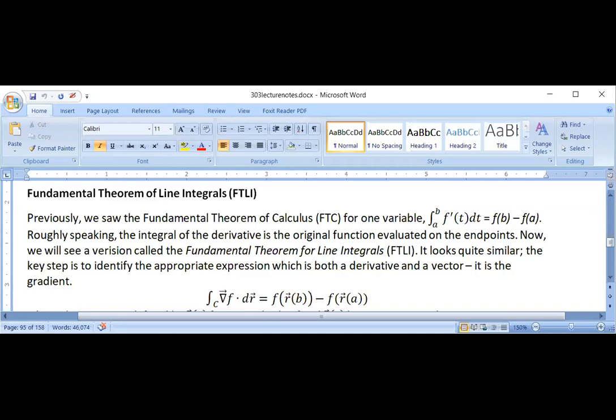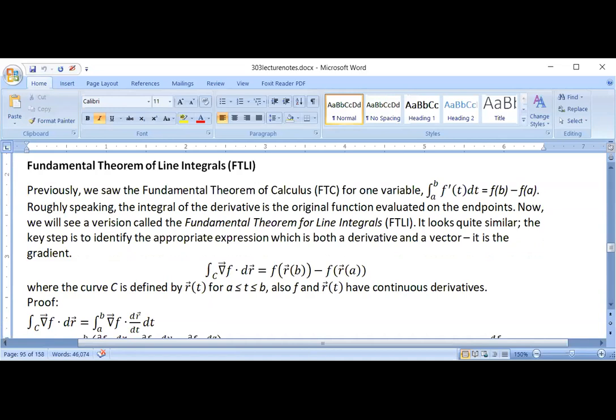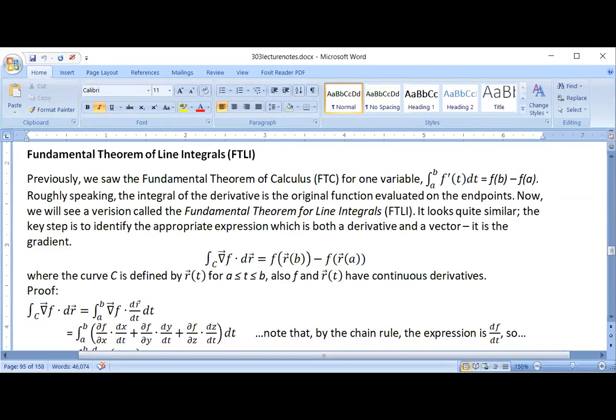And now that we know what FTLI is, it's actually reasonably possible to do a proof of it. Let's take a look. So first, we're going to say that the integral over the curve of the gradient of f dot dr, we're going to write out what dr is. Another way to write dr is dr dt times dt. And now let's just write out what is the gradient of f and what is dr dt. So gradient of f is, and here I'll write it in three dimensions, df dx, df dy, df dz, and then dr dt is dx dt, dy dt, dz dt. So take the dot product and you get this.